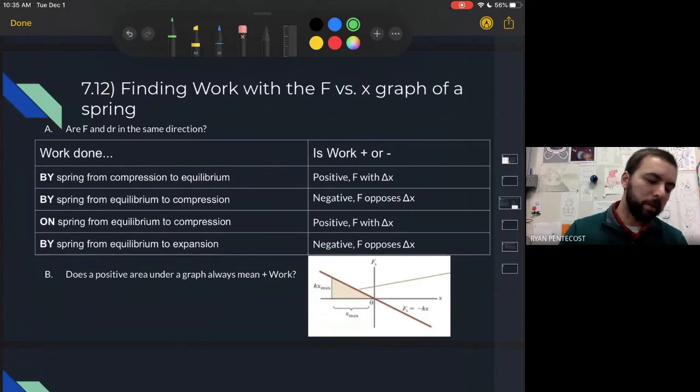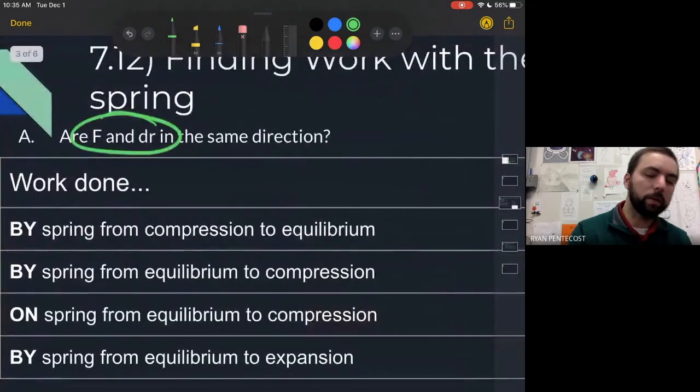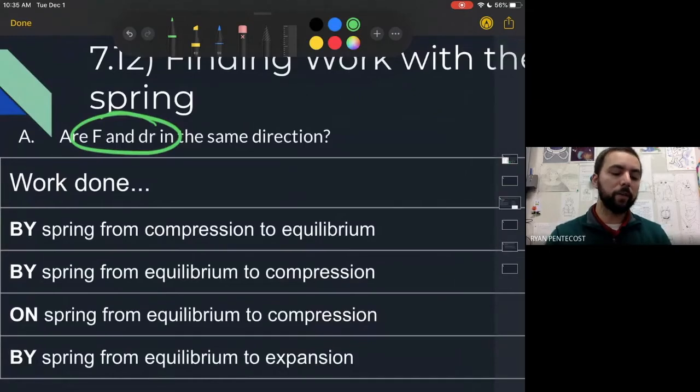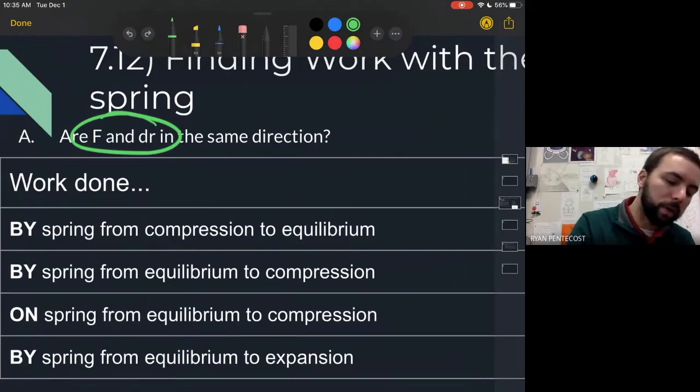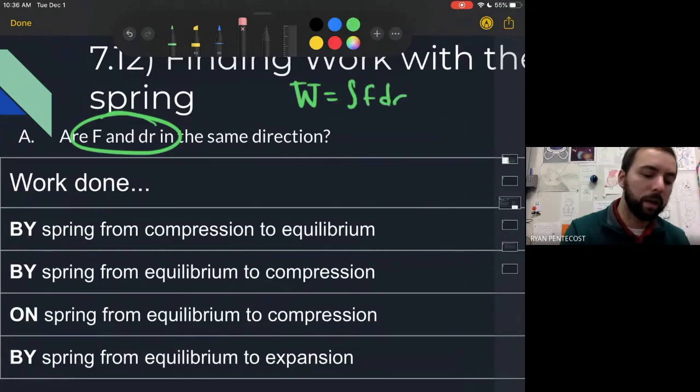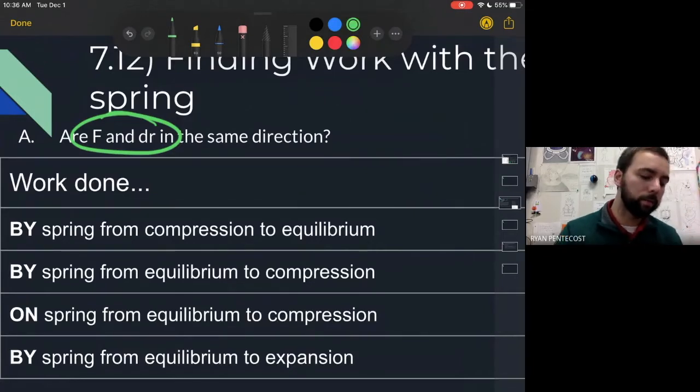Now, next, finding work with the F versus X graph of a spring. So here, F and dr are in the same direction. This is the question that we're going to ask ourselves as we go through these scenarios. You can see that we've got 4 kind of complex scenarios to see, is the work positive or negative? And the real question is, are F and dr going to agree? The reason we call it dr is because you can say that work is the integral of F dr instead of dx. That's just one way to write that integral.